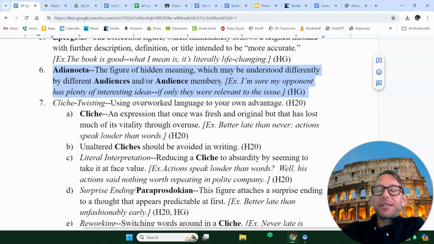Okay? So it's saying, like, I'm sure my opponent has plenty of interesting ideas, if only they were relevant to the issue. Okay, so think about what that's insinuating in this case. It's insinuating that a lot of people are probably already in agreement that his issues are a little off topic or maybe tangential in some way, shape, or form, but also presumably that there is some sort of harmony between a certain group in the audience or the entire audience and you as opposed to that opponent. So there's this hidden meaning that's embedded within a statement like that that really comes to light if you're on the right side of that argument with the speaker, okay?